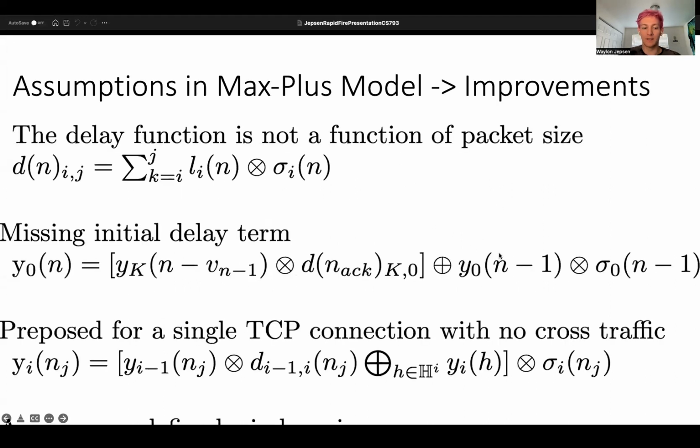So moving into it, there are four primary key assumptions. There are three here that I was able to suggest improvements to, but one is the granularity of the definition of a packet size. The other is the missing initial delay term in the model. So these new formulations are improvements upon the model. The model is slightly different than these formulations.